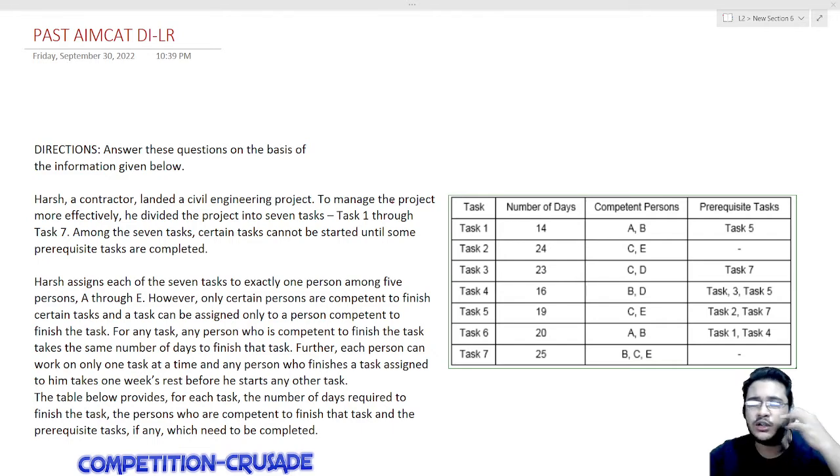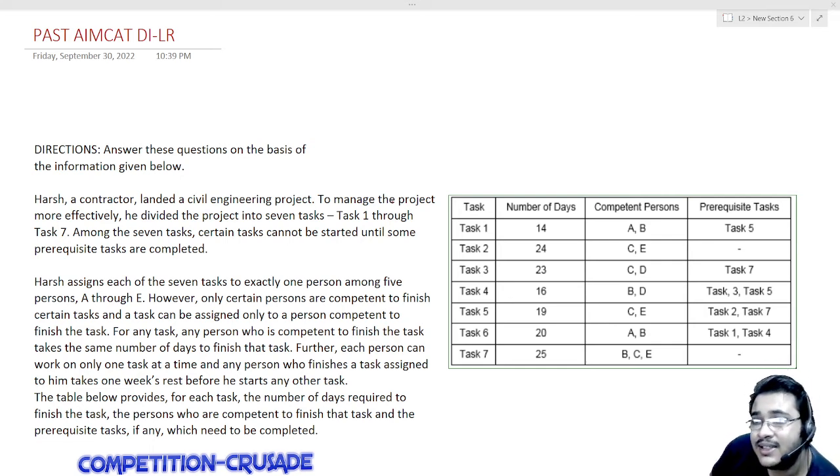So this basically talks about Harsh, a contractor that has a civil engineering project, and to manage the project more efficiently, he divided the entire project into 7 tasks, 1 through 7. Among the 7 tasks, certain tasks cannot be started until certain prerequisites are completed. So it is not like 1, 2, 3, 4 can start just like that. There are certain prerequisite tasks that you also have to do before you can go into that task.